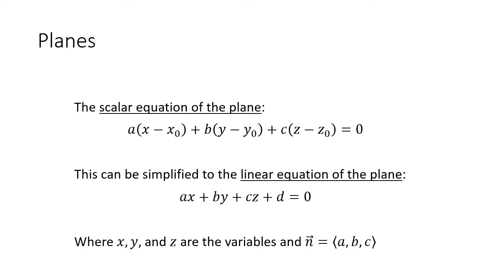Now the thing is, we can always simplify this to what's called the linear equation for the plane. Because remember, the x0, y0, and z0 are just a point, so they're going to have some numerical values. A, B, and C are also numerical values. And so when we distribute and combine, we can always simplify our plane into this form, where x, y, and z are the variables, and your normal vector is that A, B, C. Notice that your normal vector corresponds to the coefficients for the x, y, and z in the equation of our plane.